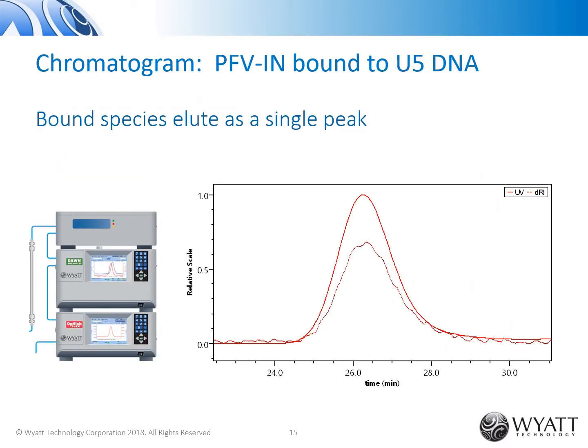Now let's look at the complex of the PFV integrase bound to the U5 DNA. The complex is called the intasome, and it elutes as a single peak. We are showing again the UV and the RI trace. I've left off the light scattering for clarity. So we're going to apply the protein conjugate analysis to this whole complex and see how much protein and how much DNA we actually have.